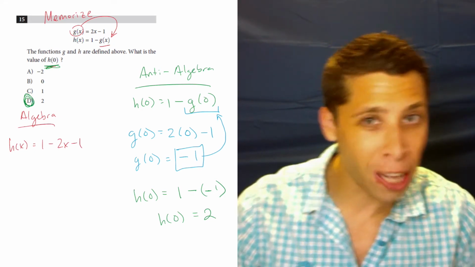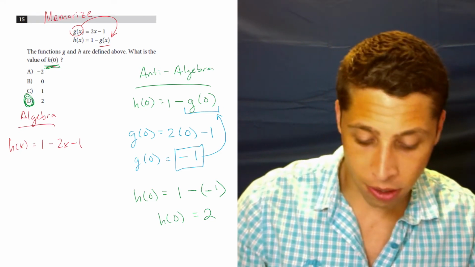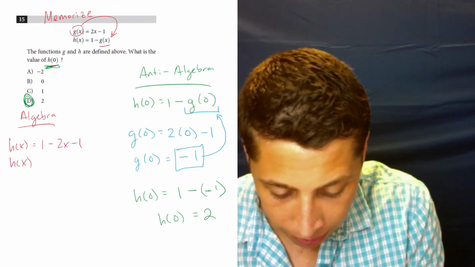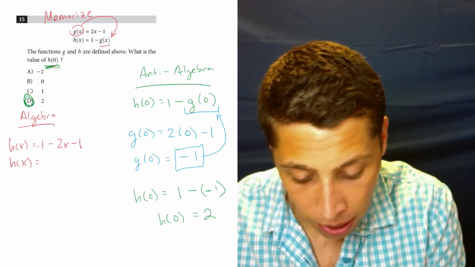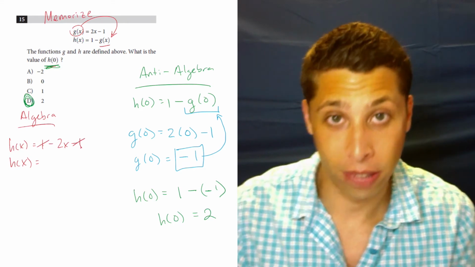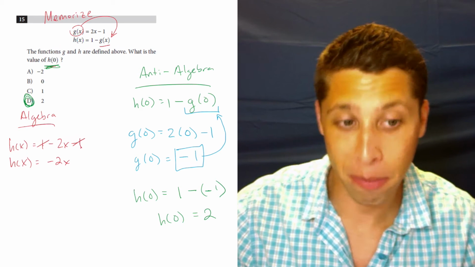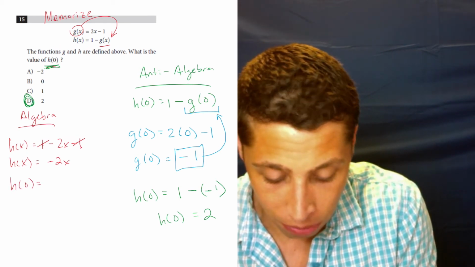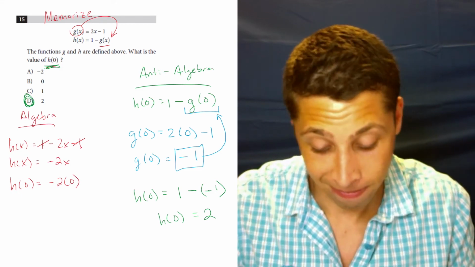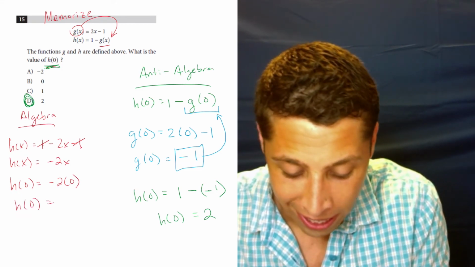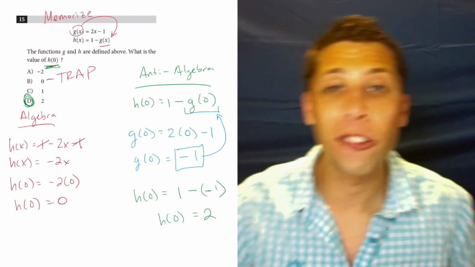But let's finish the algebra path here, right? h of x is equal to 1 minus 2x minus 1. So let's simplify that, right? That's our algebra move here. So 1 minus 1 is going to be canceled out. So that's minus 2x. We need to then plug in the number. h of 0 is negative 2 times 0. Well, negative 2 times 0 is 0, which is an answer. But it's a trap answer.